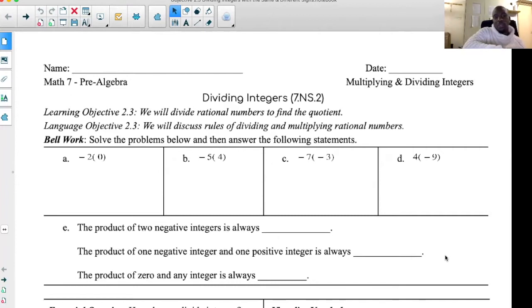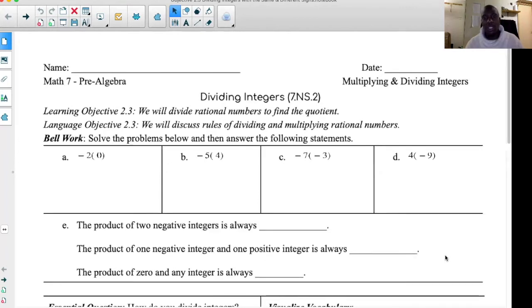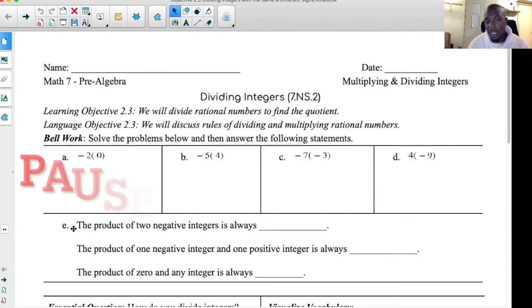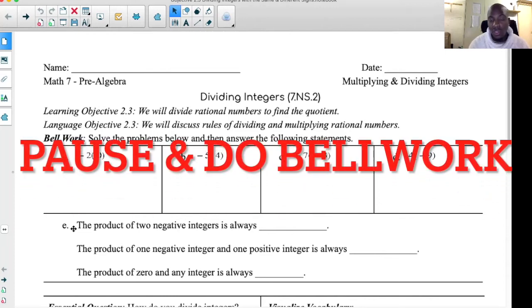What is negative 2 times 0? What is negative 5 times 4? What is negative 7 times negative 3? And what is 4 times negative 9? All right, and then also, I apologize, there's also an E down here. The product of two negative integers is always what? The product of one negative integer and one positive integer is always what? And then the product of 0 and any integer is always blank.